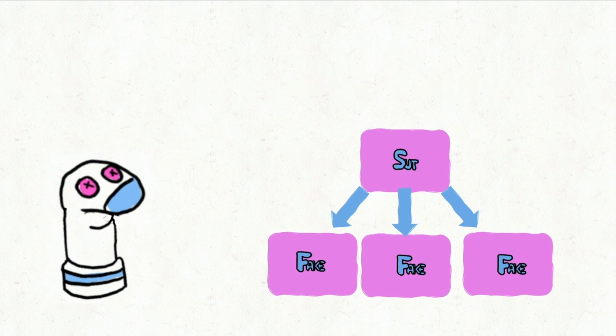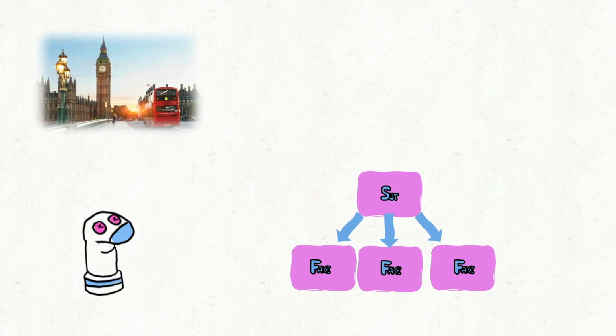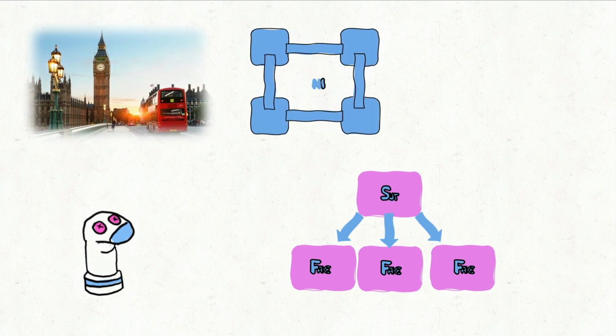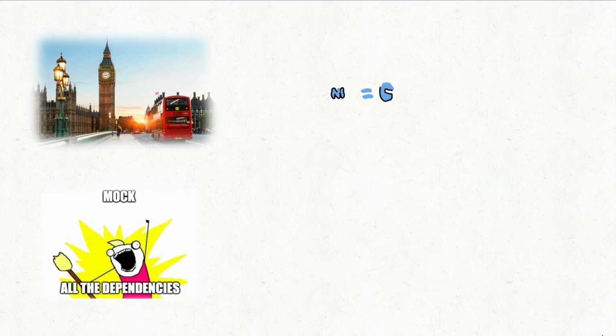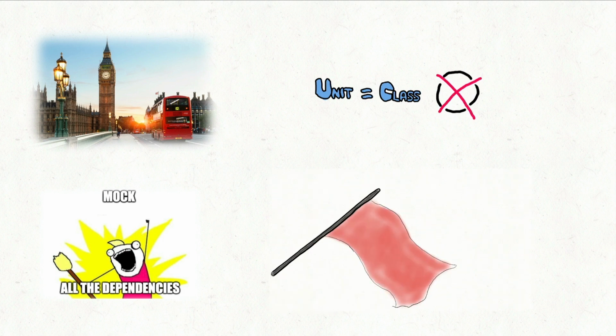In the wild, most people subscribe to the so-called London School of Testing. Not only does it regard the unit as a class, but it also tells you to mock everything that is not the class under test. This has multiple severe problems. The unit definition we already talked about, but also mocking everything is a huge red flag.